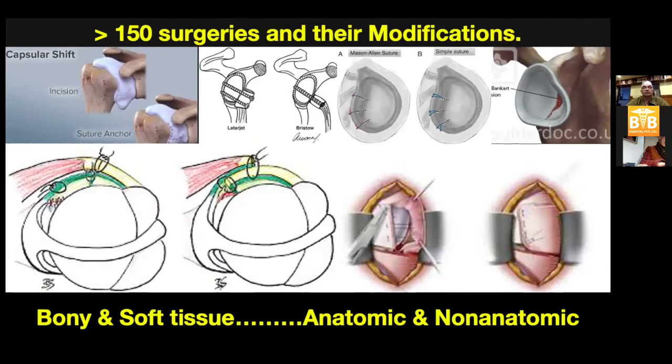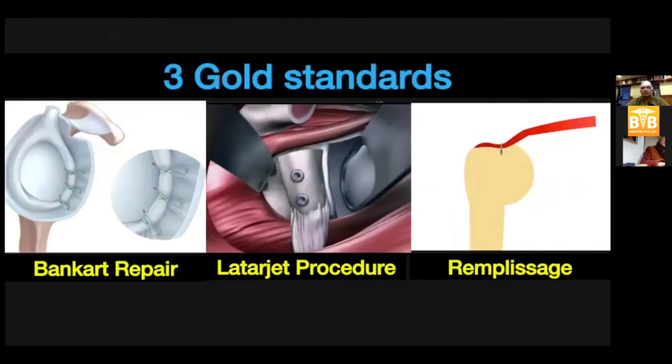At this moment, there are only three gold standard surgeries which are very commonly used for recurrent shoulder dislocation. These are the Bankart repair, the Latarjet procedure, and the remplissage. These are the three gold standard procedures we are going to discuss, the basics of these procedures.